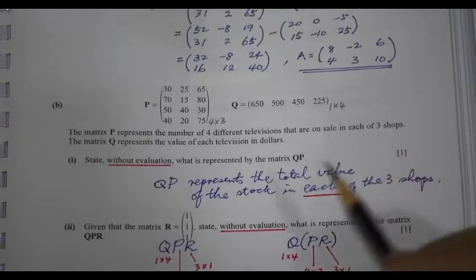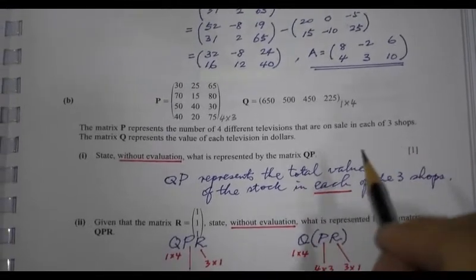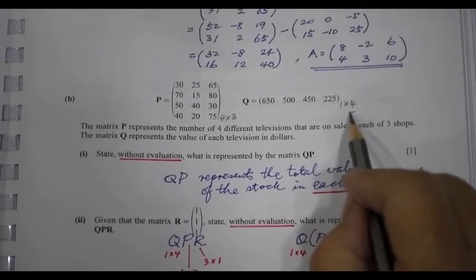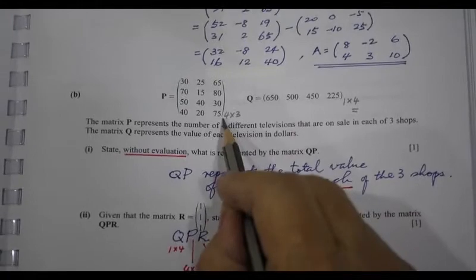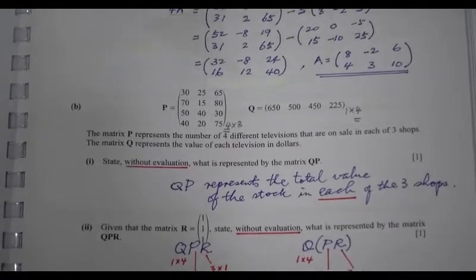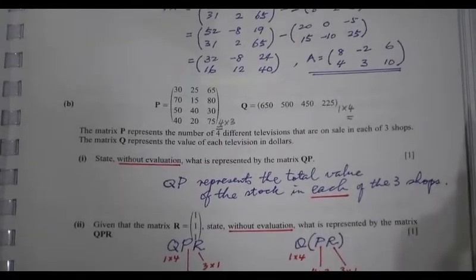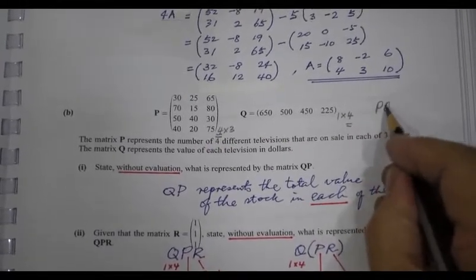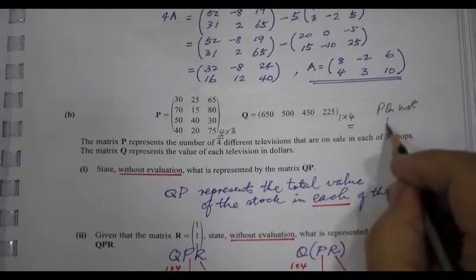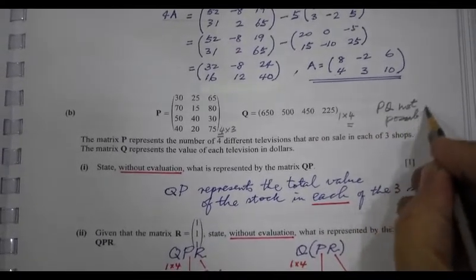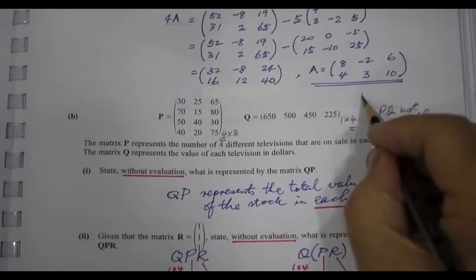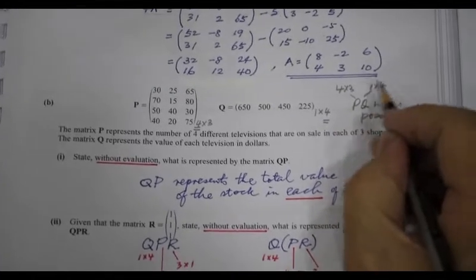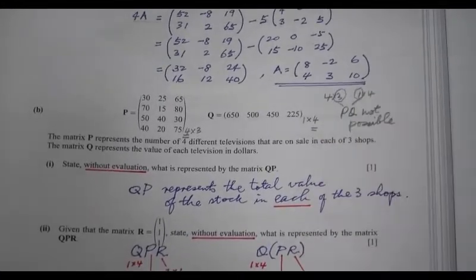Now, in multiplication, the number of columns of the first matrix must be equal to the number of rows in the second matrix. So PQ would not be possible. Why? Because P is 4 times 3 and Q is 1 times 4 and 3 is not equal to 1.